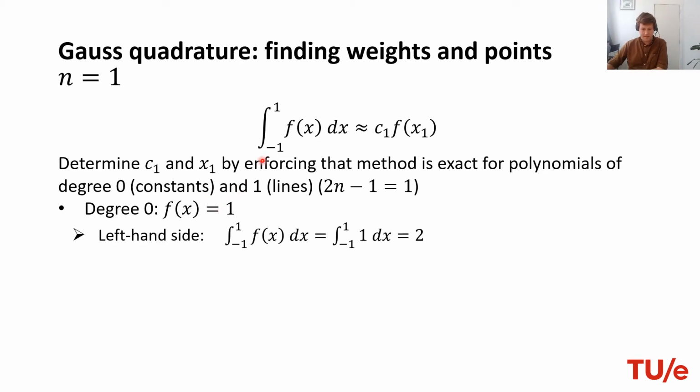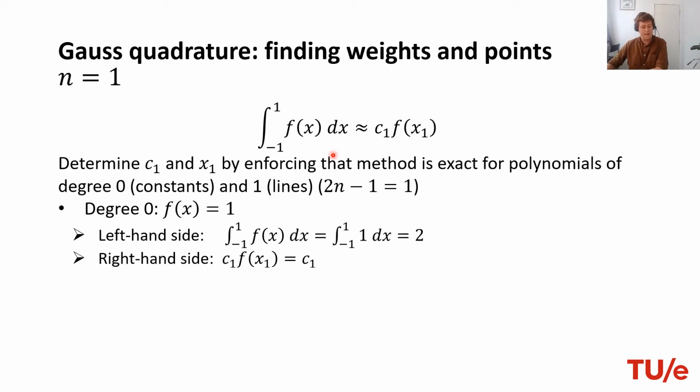So the left-hand side first. The integral from -1 to 1 of f of x, well, that's the integral from -1 to 1 of 1, because we said this is a polynomial of degree 0. The integral of a constant, we can throw out the constant, and then this integral is just the width of the integration interval, so that is equal to 2. So the left-hand side here that we find is equal to 2.